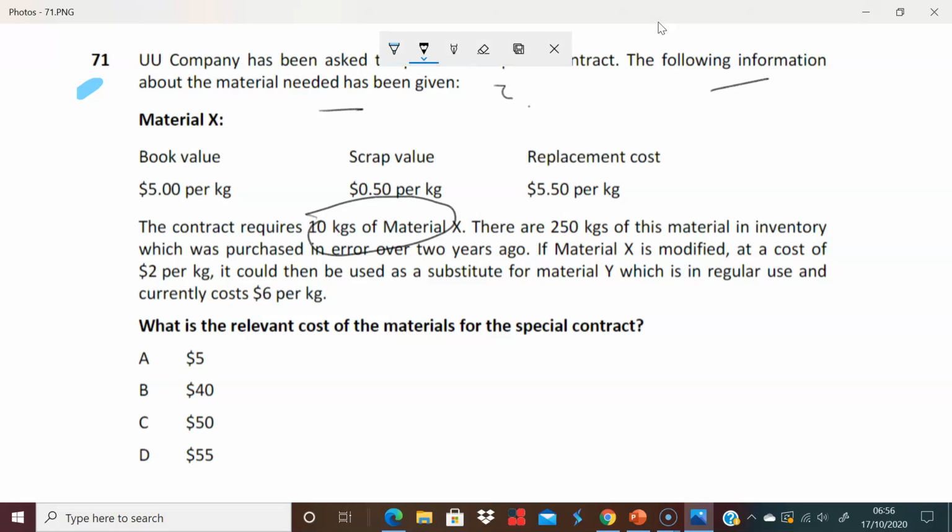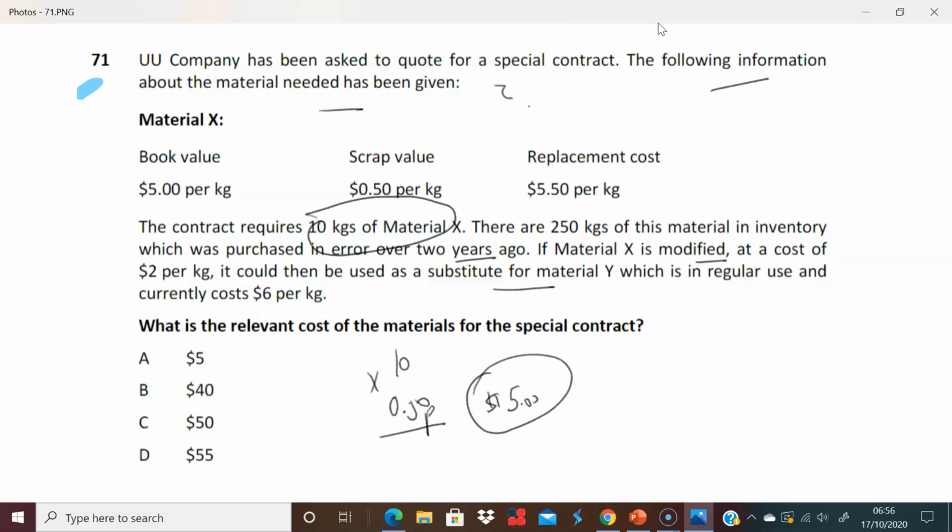They're currently 250 in inventory. This was purchased in error. So again, what are our options here? We have the option of selling this for scrap, which would be 10 times 50p, so we could get $5 for this. So that's one option.